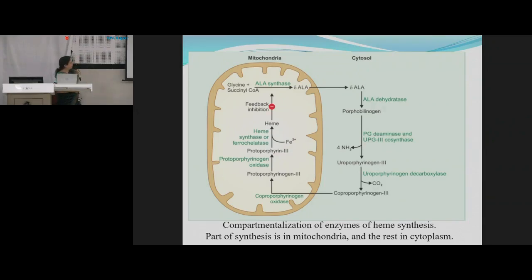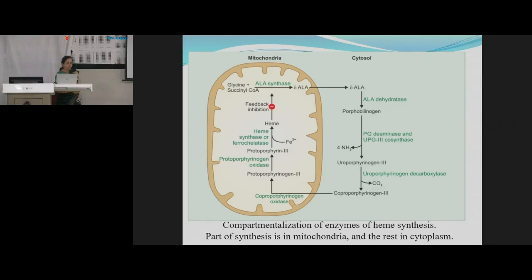This protoporphyrin 3, in the presence of the enzyme ferrochelatase, where iron is added to the porphyrin, gets converted to heme. So protoporphyrin 3, in the presence of the enzyme ferrochelatase or heme synthase, gets converted to heme. So the final step of heme synthesis takes place in the mitochondria. The first step and the 5th, 6th, 7th steps take place in the mitochondria, whereas the rest of the steps take place in the cytosol.